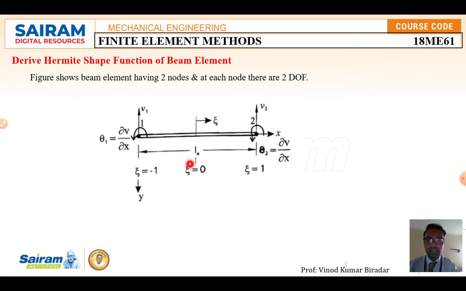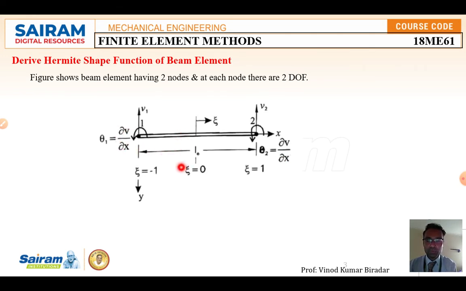As I already told you, in the natural coordinate system the center should be at the origin of the given beam element, that is here at the center, where zeta is equal to 0. At node number 1, the zeta value is -1. At node number 2, zeta is equal to 1. Here v1 and v2 are the vertical translation displacements, and theta 1 and theta 2 are the rotation displacements, which are equal to dv by dx. This is the slope we get while solving the problem.